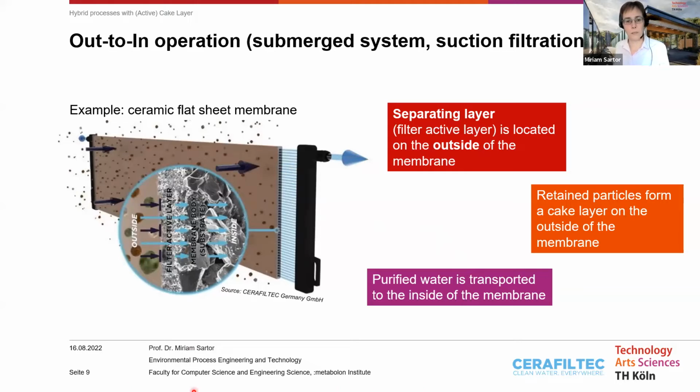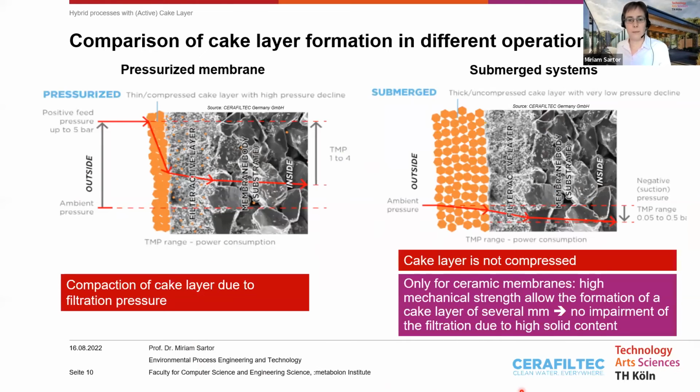So what is the advantage of this type of filtration? You can have a look at the type of filter cake which is formed. And when you go to the pressurized membranes, again on the left-hand side, you compress the cake layer with a high pressure, and stepwise you have a clogging of the membrane and no water is moving through. You have a compaction of the filter cake due to the filtration pressure.